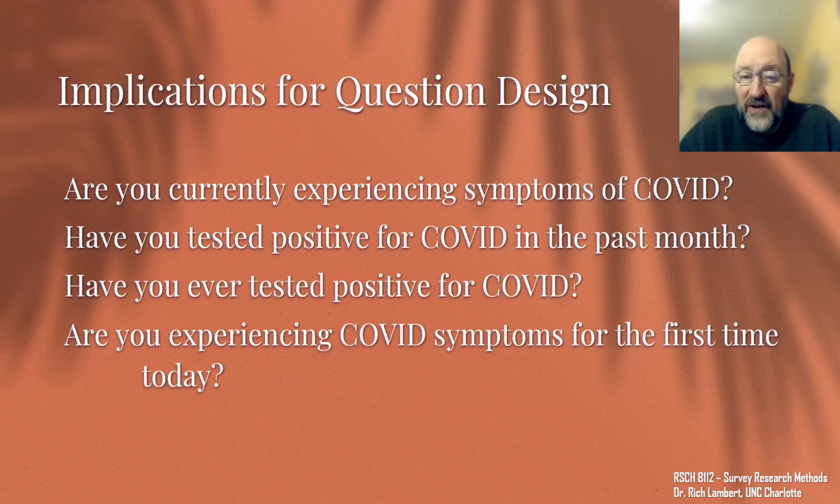Are you currently experiencing symptoms of COVID? That's point prevalence. Have you tested positive for COVID in the past month? That's period prevalence. Have you ever tested positive for COVID? That's lifetime prevalence. And are you experiencing COVID symptoms for the first time today? That's incidence or new cases.